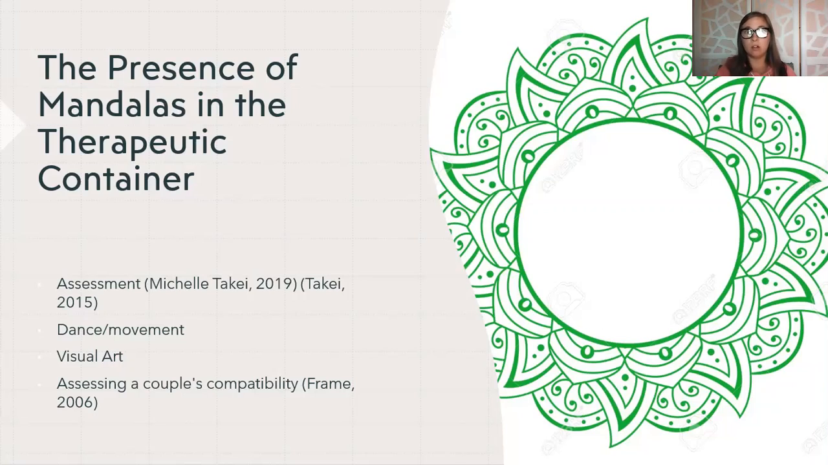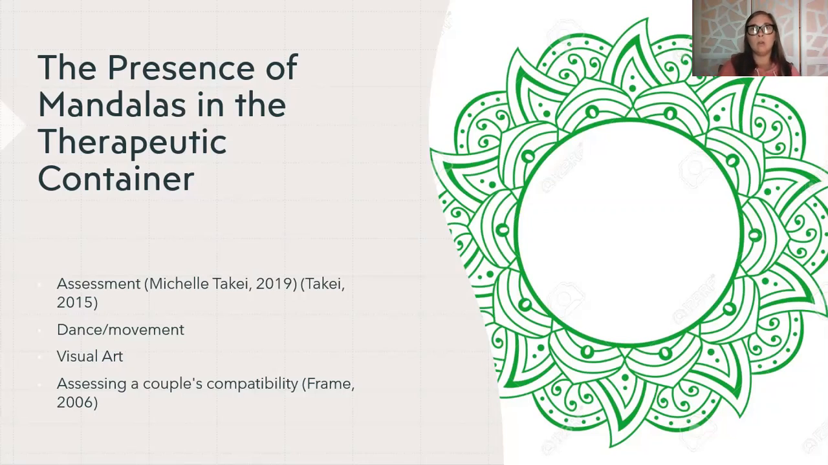could be through collage, it could be through drawing, and we'll do one in a little bit that is a visual art mandala. There's many ways that we can include as clinicians mandalas into our work in a visual art activity. And also it's interesting to think about dance and movement and how mandala naturally shows up in dance and movement.